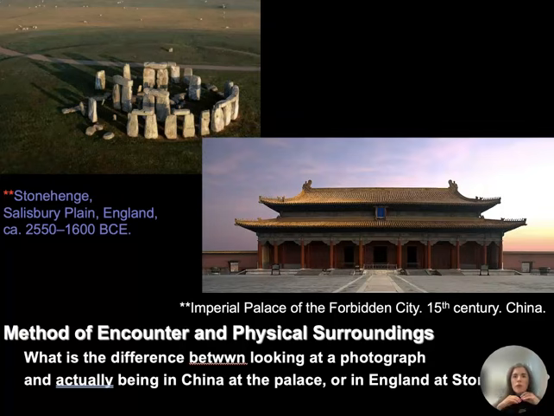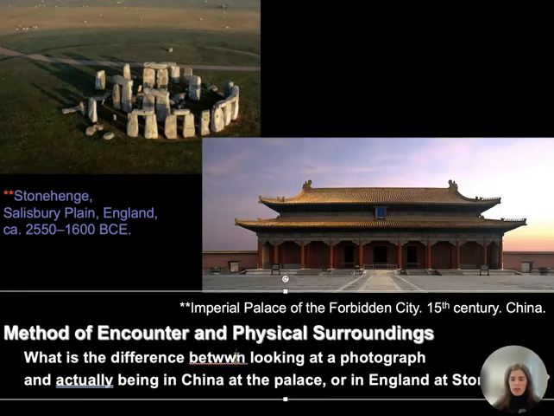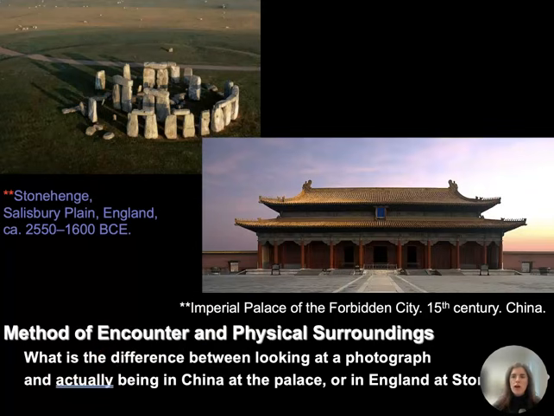Moving on, we can also think about method of encounter and physical surroundings. What's the difference between looking at a photograph and then actually being in China at the Imperial Palace of the Forbidden City, or being in England seeing Stonehenge? These are important issues. Whenever I've seen an artwork on a PowerPoint or on a Google slide presentation, it's very different when I then go and see a work of art in person, or even a work of architecture as we see here. That's because in these types of images, you don't get the sense of scale that you should.